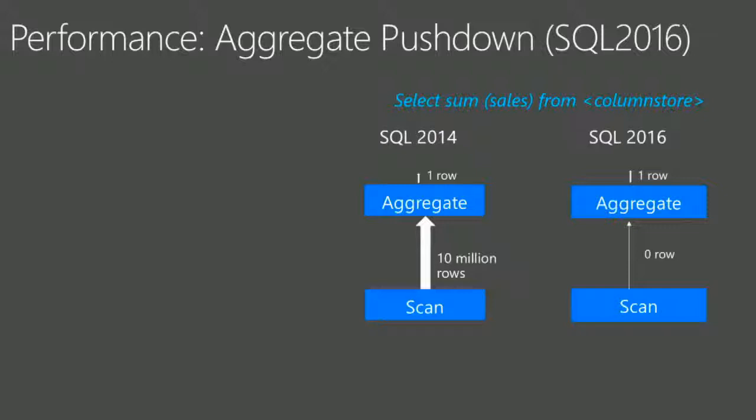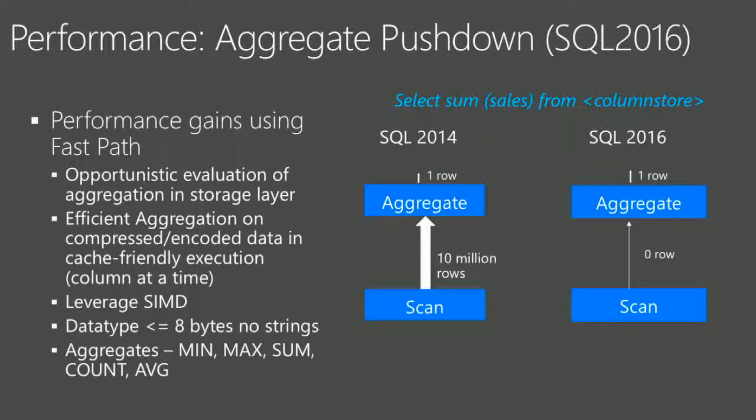And by doing that in the batch mode itself, we are getting 2 to 4 times better performance without any changes to your application. Very, very powerful. So I'm going to rush a little bit. This is pretty much what I talked about. The kinds of operators that we can do for aggregate pushdown are min, max, sum, and average, and it is only applicable on the types which are 8 bytes or less, and that's a very common type.